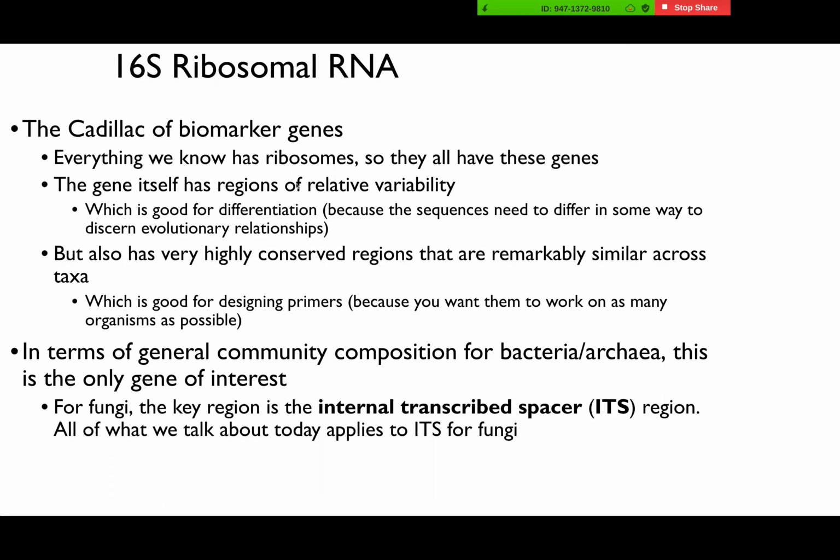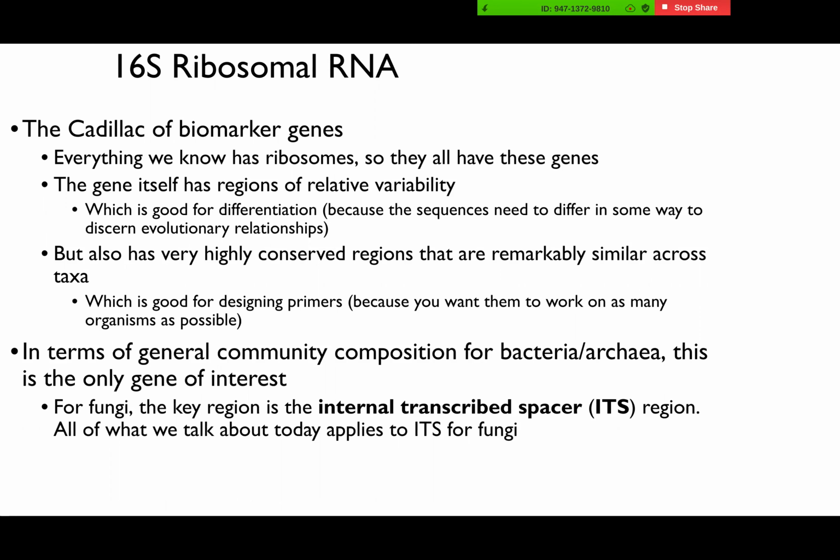So there's regions that are really, really variable between different taxonomic lineages of bacteria. So as you go from, say, gram-positive to gram-negative bacteria, 16S varies between those two large groups. And that's useful for identifying them taxonomically based upon their DNA sequence.